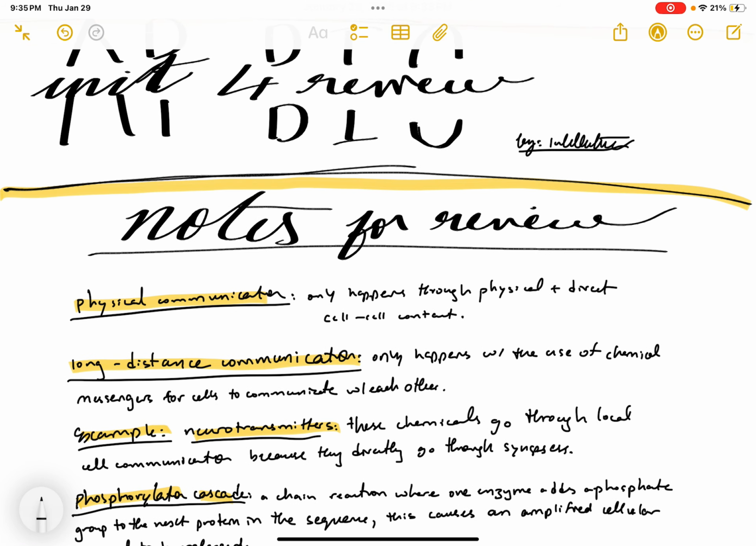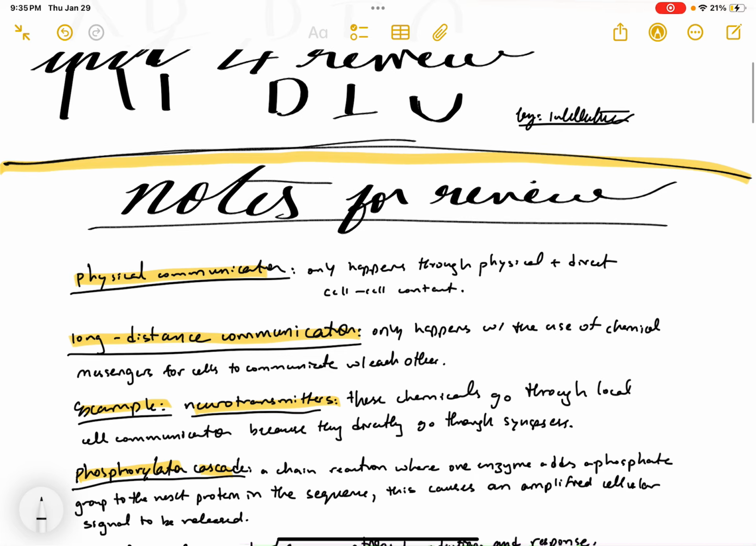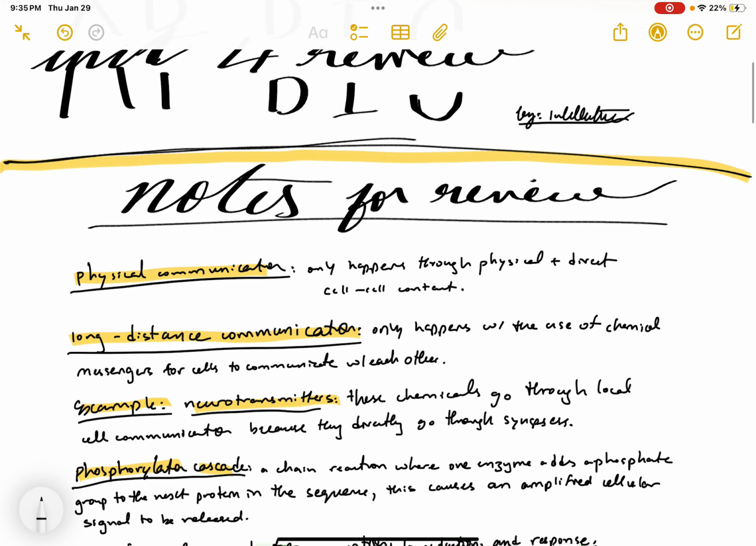Now, secondly, we have long-distance communication, and this is most likely the case for different cells in our body as well. So this only happens with the use of chemical messengers for cells to communicate with each other. And an example can be seen with neurotransmitters, where these chemicals go through local cell communication, right, because they directly go through synapses, which obviously is a faster route than physical communication or any other way of communication.